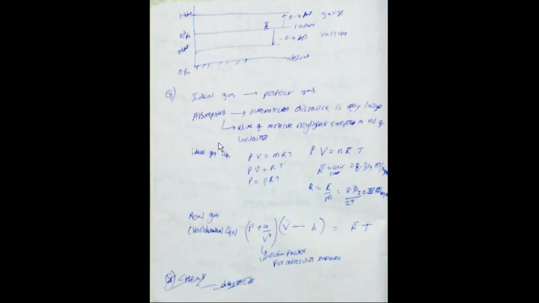Real gas, van der Waals equation: P plus a by V square, into V minus b, is equal to R bar T. P plus a by V square is the correction factor for molecular attraction, depending on molecular distance.